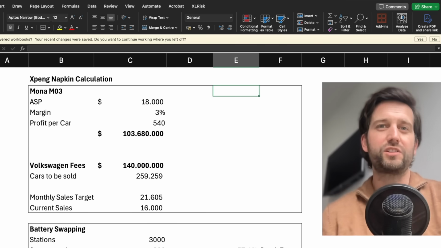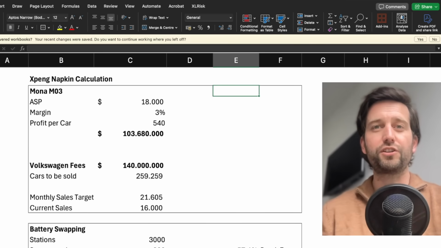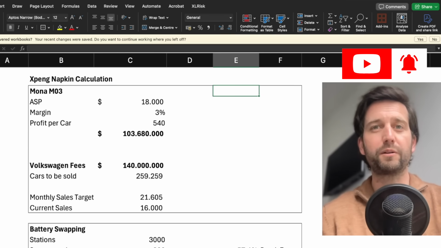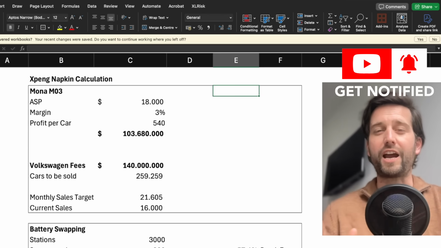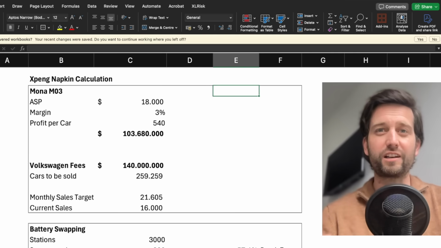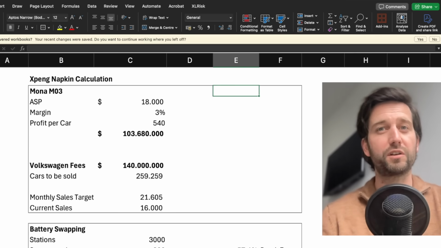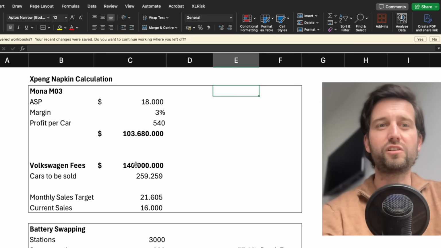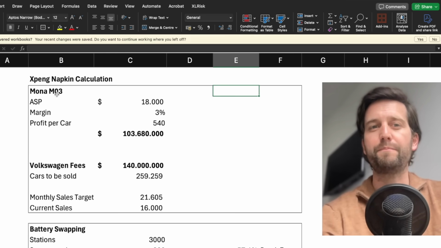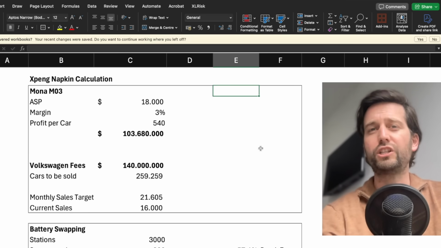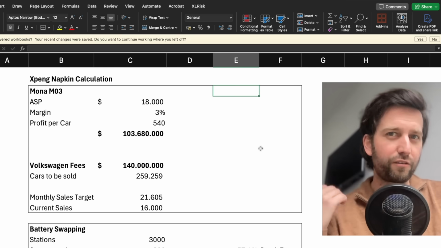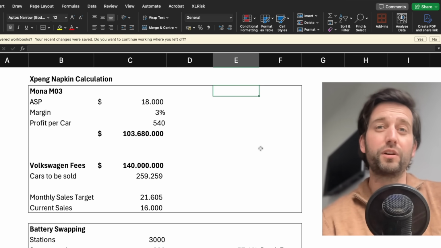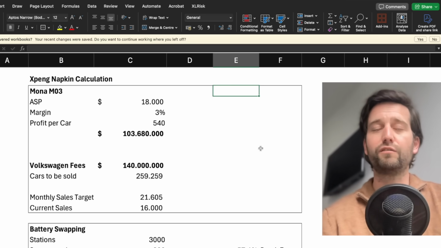Welcome everybody. In this video I go through a napkin calculation about battery swapping profitability, comparing NIO in this case with Xpeng. Why Xpeng? Because currently everybody's hyping Xpeng because of the success of its low-cost model, the Mona M03, which has been a success. The thousands of cars they are putting out currently is very, very impressive.